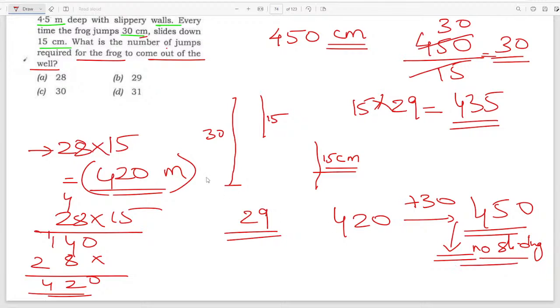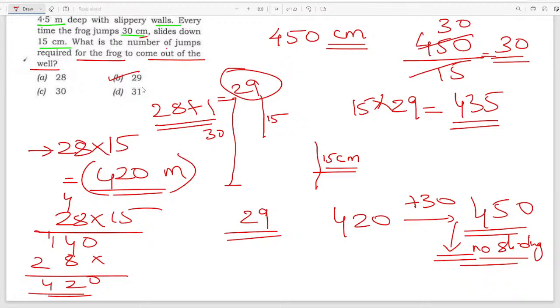So the number of jumps that is required is 28 plus the last jump. That is 29. So the number of jumps that is required is 29. The correct answer is option B. I hope this is clear.